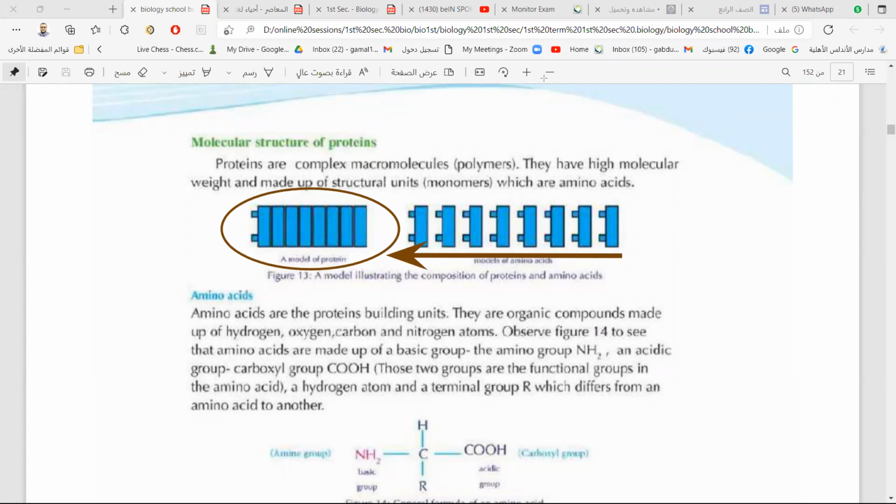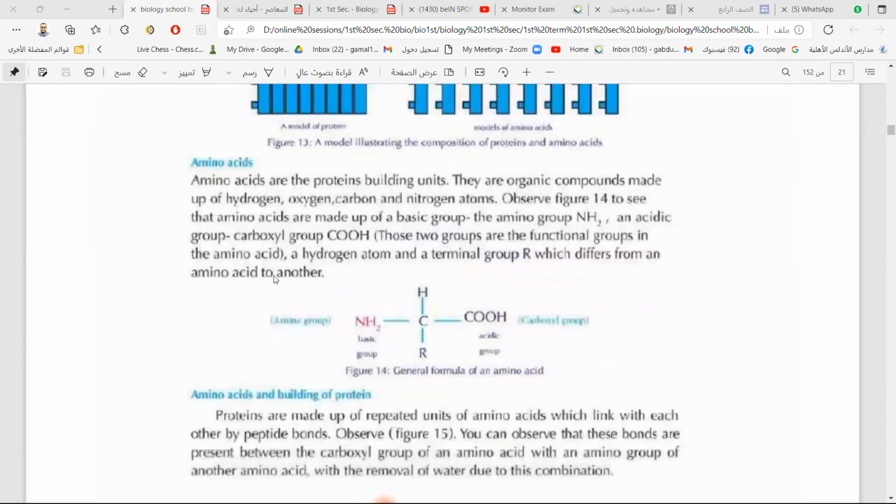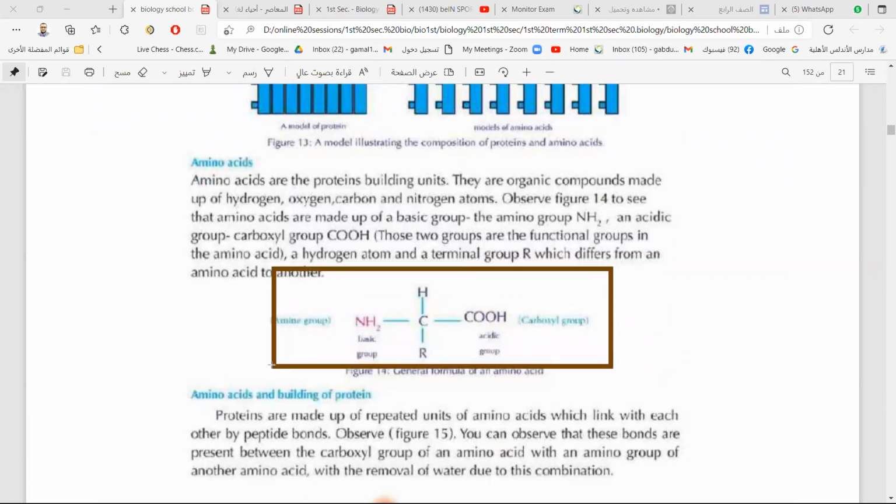But the question here is, what is the amino acid? What is the monomer or the building unit of protein? We have here an example of an amino acid and the general formula of an amino acid. We have a carbon atom in the middle. We have a basic element which is carbon in the middle of the molecule. Carbon is the center atom of the molecule.